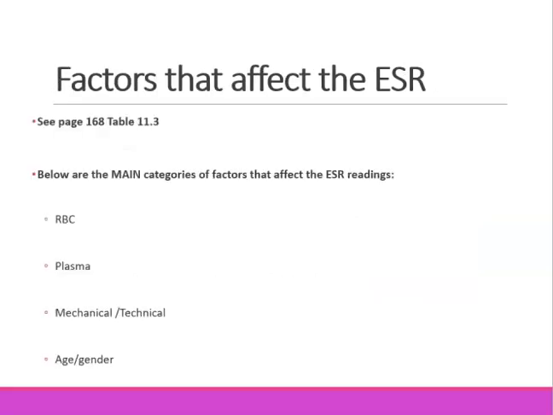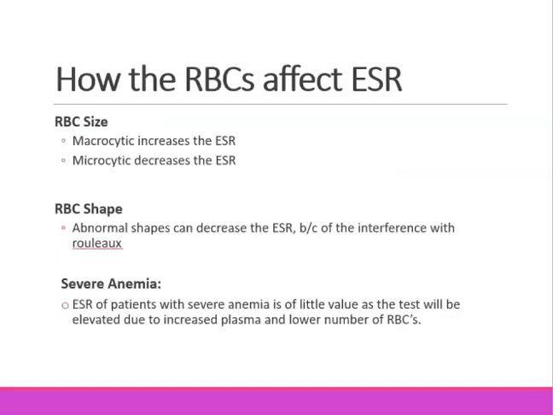Factors that can affect the ESR test or result are listed below, and we're going to talk about each one of these in a little bit more detail on the slides that are coming up. But the main things are the red blood cells themselves, plasma, mechanical and technical errors, and also age and gender of the patient. So let's first talk about how the red blood cells themselves can affect the ESR results.